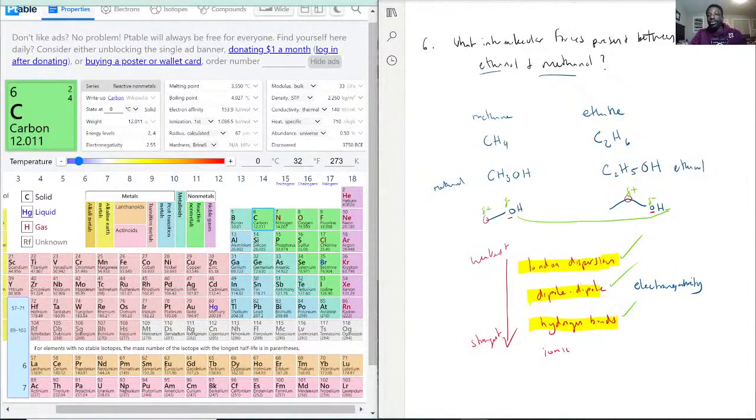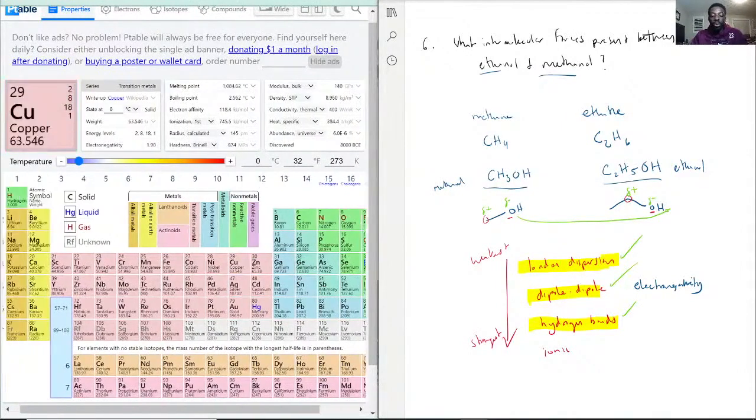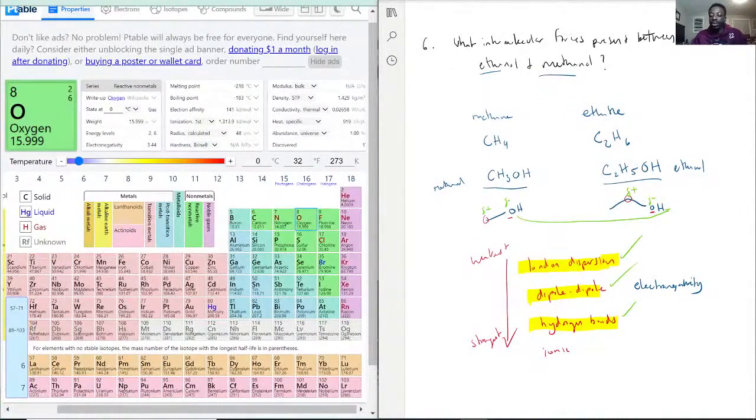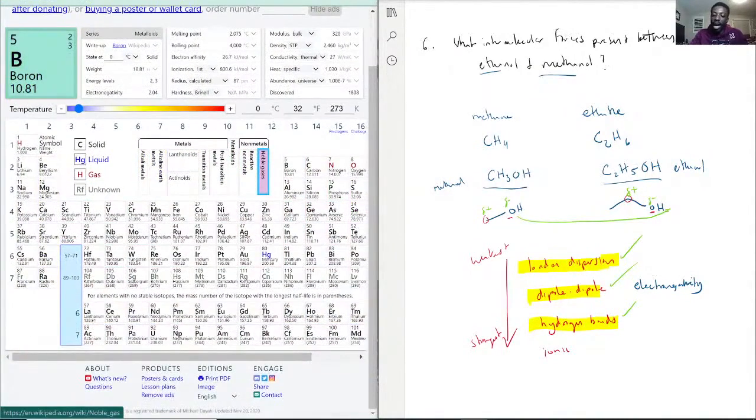Ionic specifically says between a metal and a non-metal. When I've written down the names for methanol and ethanol, do you see any metals in there? Unfortunately, no. We have hydrogen, which is a non-metal, carbon, a non-metal, and oxygen, also a non-metal. So it does not have ionic bonds. So the 3 forces you'll see there are London dispersion, dipole-dipole, and hydrogen bonds between ethanol and methanol.